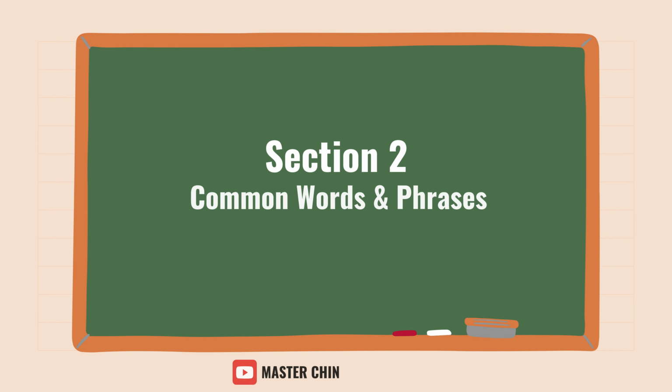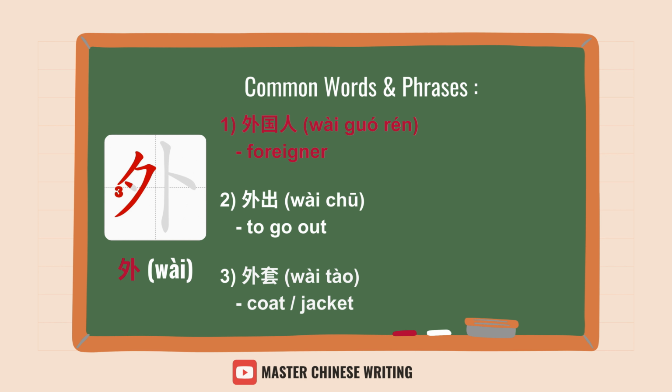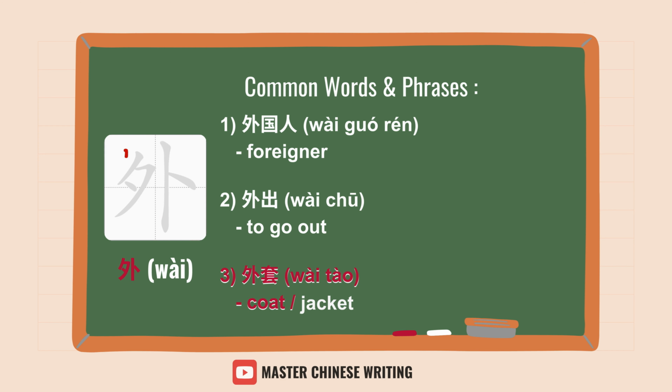Section 2. Common words and phrases. 外国人, foreigner; 外出, go out; 外套, coat or jacket.